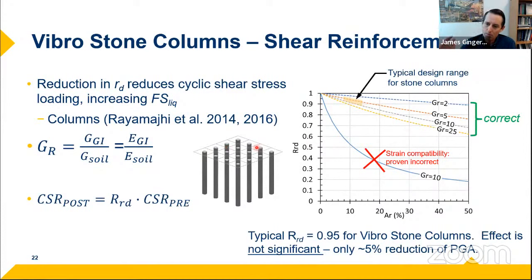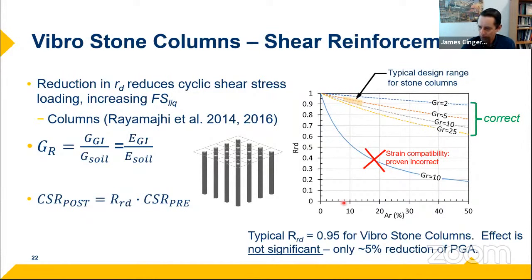So when we look at these elements, they tend to go more into bending instead of simple shear strain. And when we look at those effects and incorporate those effects, as was done by Ramaggi et al., then we get the curves more like this. So this R sub RD is basically, you can think of it as a reduction in the shear CSR that you're going to see when you put the ground improvement in the ground.